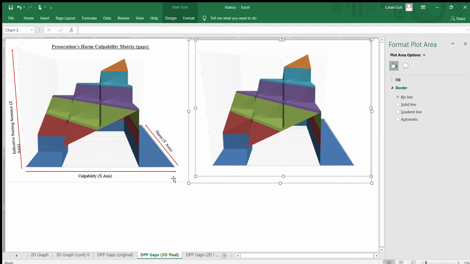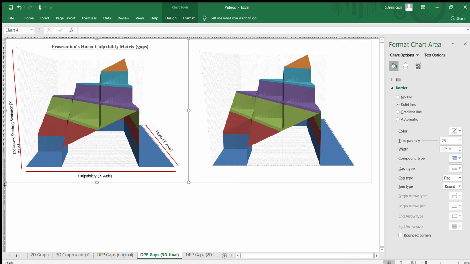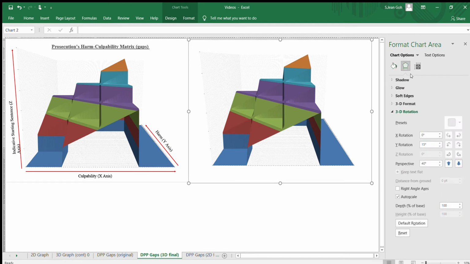I begin with the left diagram. The vertical z-axis represents the indicative starting sentence. This is derived from various combinations of harm and culpability. The horizontal x-axis represents culpability. The inward-facing y-axis represents harm. To fully appreciate the 3D nature of these diagrams, I will rotate the diagram on the right.